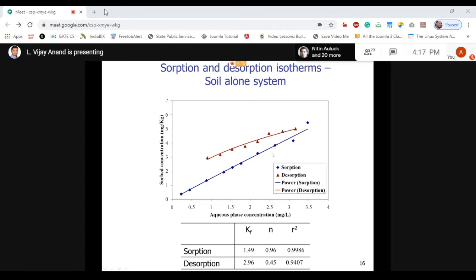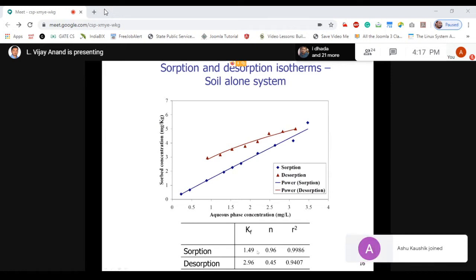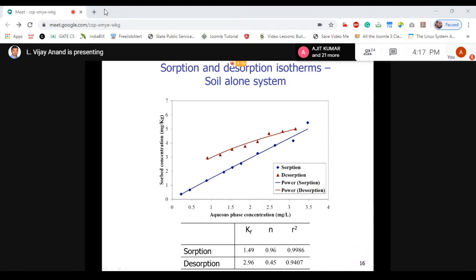The sorption isotherms are fitted using a non-linear isotherm called the Freundlich isotherm. The parameters are provided at the bottom. As you can see, KF represents the Freundlich adsorption constant, and it is 1.49. And N is the Freundlich constant n, which essentially indicates it's almost a linear sorption that is happening. As you can see, the desorption line is above the adsorption line, indicating there is hysteresis.